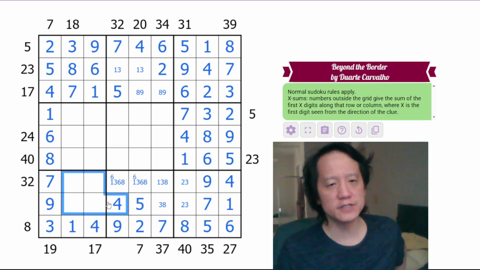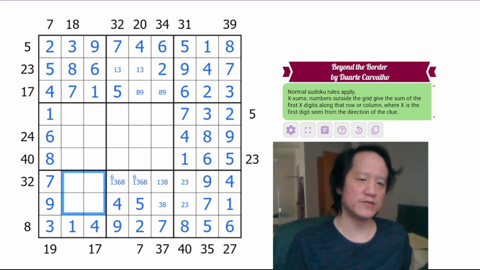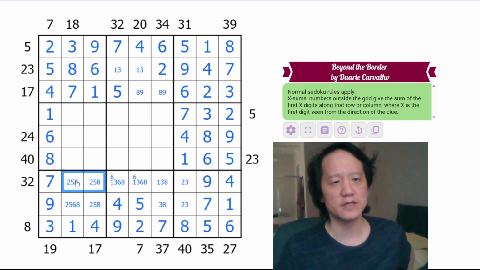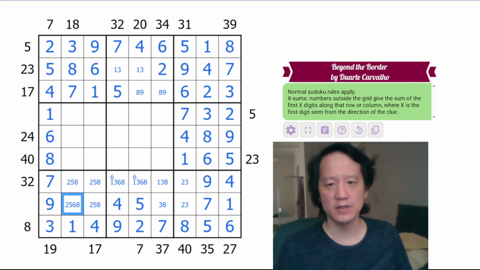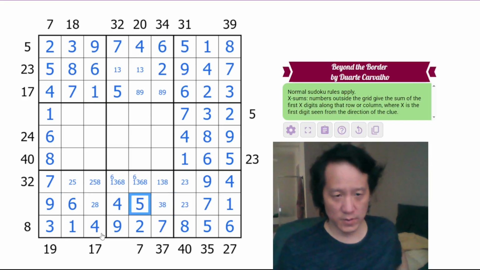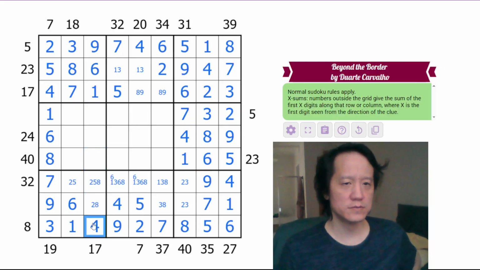The remaining digits in this lower left-hand box are 2, 5, 6, and 8. 6 cannot be either of these. It cannot be here. Where is the 6 in this box then? It has to be here. This can't be 5 because of 5 in the row. This can't be 8 because of 8 in the column. This must add up to 17 with 4 digits.